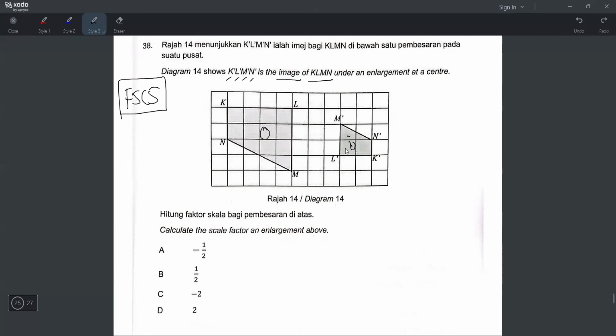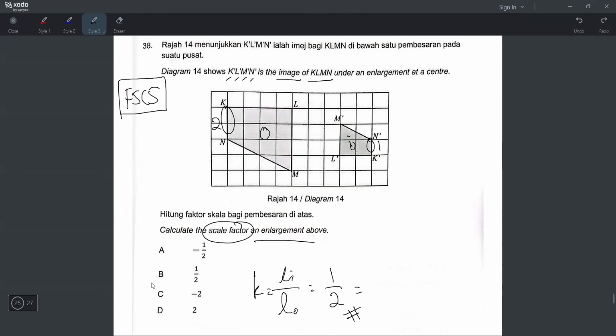So you can see the image is getting smaller. Don't think that the big one must be the image. Bukan, tak semestinya. You kena baca soalan. So for this, actually the small one is the image. Now, calculate the scale factor of the enlargement. Scale factor formula is the length of image divided by length of object. But you have to take the corresponding side. So for example, if I take this side, then the corresponding side will be this. If I take the other side, then it will be wrong. So this is 2 units, this is 1 unit. But you cannot take 2 divide 1. It has to be 1 divide 2 because image divide object. And this is your answer.